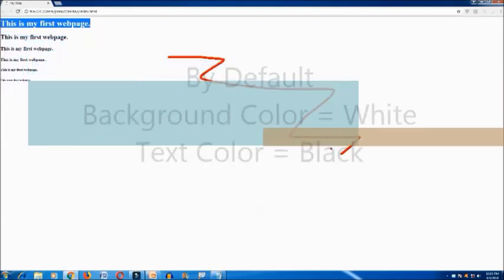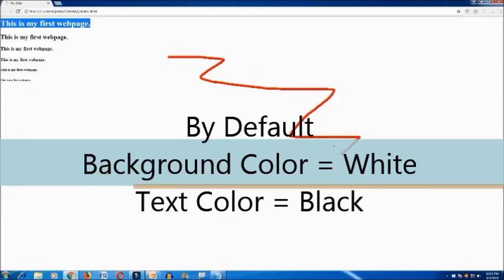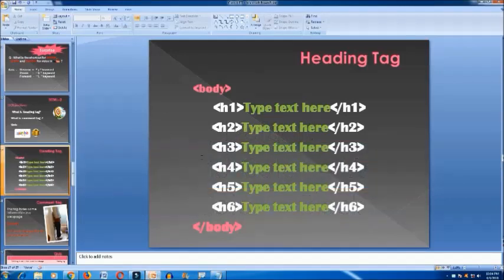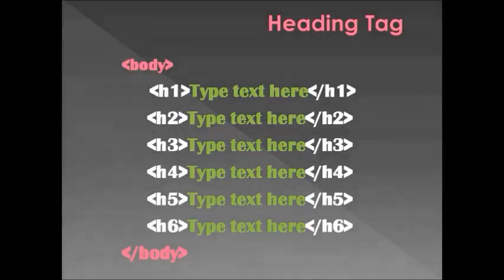and heading 6 has a minimum size. Another thing I want to add here, by default your web page has a, see here, white color. Your web page has a white background color, and by default it has a black text color. I'm again repeating, your web page has a white background color and a black text color, right? So you have understood how we can use heading tags. So let us move next.